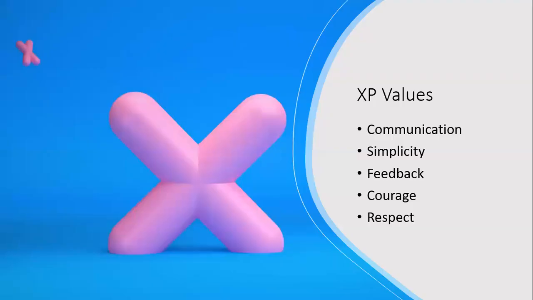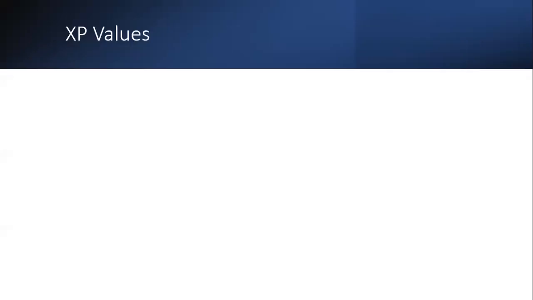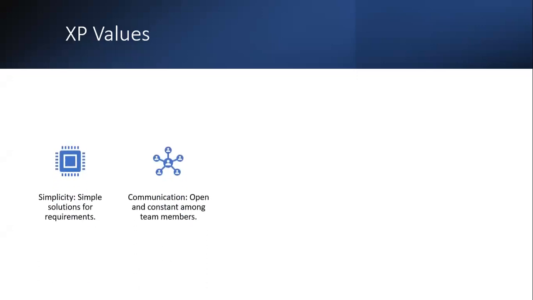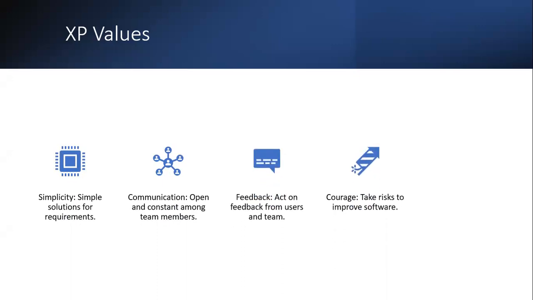The values of XP: communication, simplicity, feedback, courage, and respect. They sound similar to others that you know from the world of Scrum, that's for sure. So simplicity, simple solutions for requirements; communication, open and constant among team members; feedback, act on feedback from users and team; and courage, take risks to improve software; and lastly, respect, value all team members' contributions.